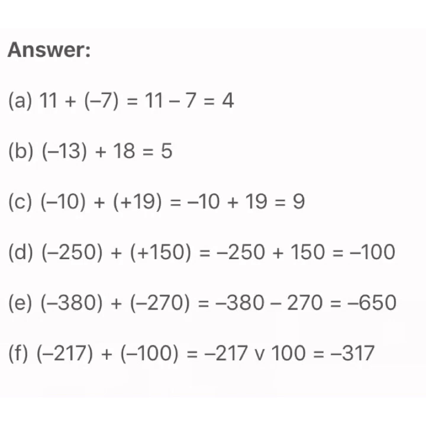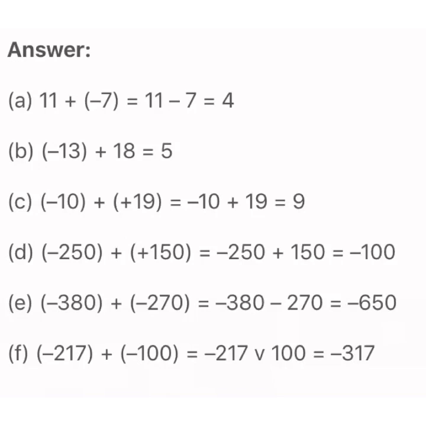Now children, next one, minus 250 plus 150. Here minus 250 is greater than 150. Okay, that means the negative integer is greater than the positive integer. So there will be subtraction, but the answer will be a negative integer. So minus 250 plus 150 is minus 100.